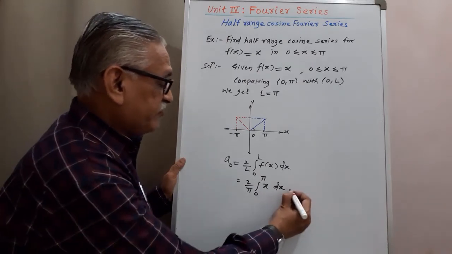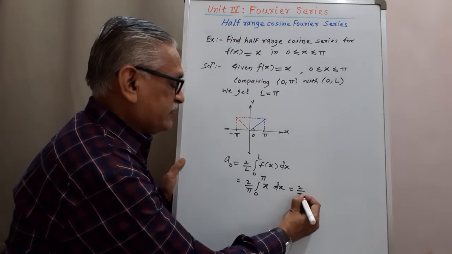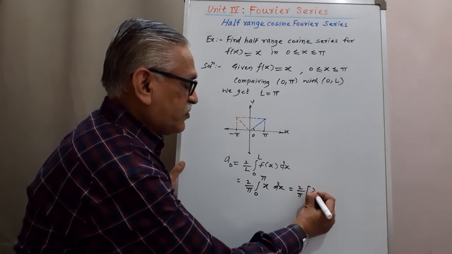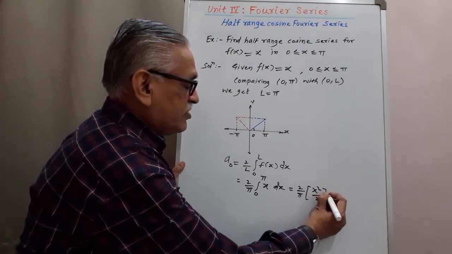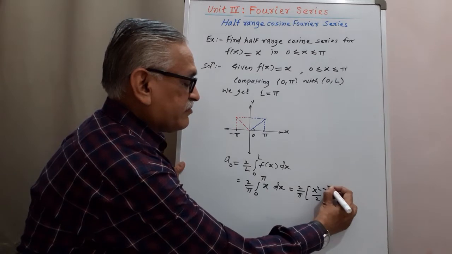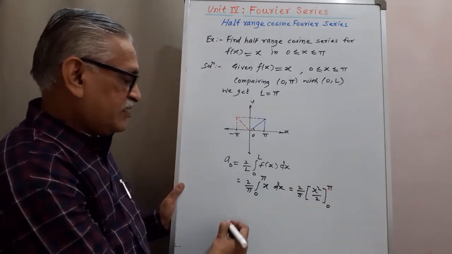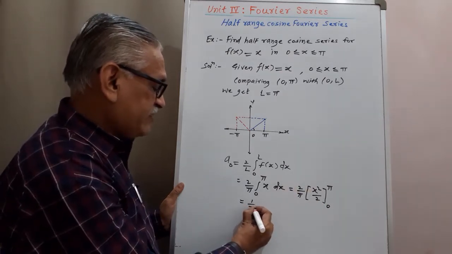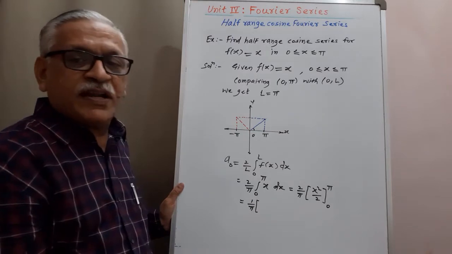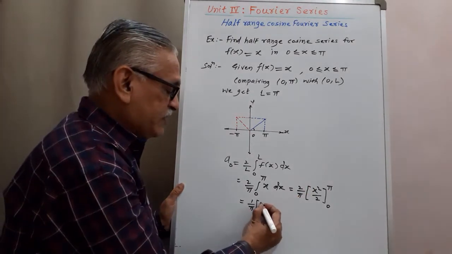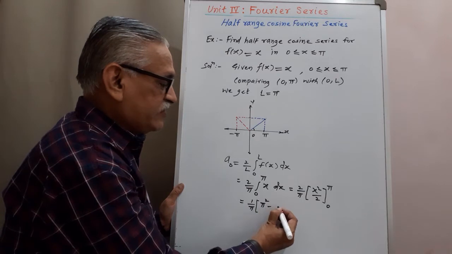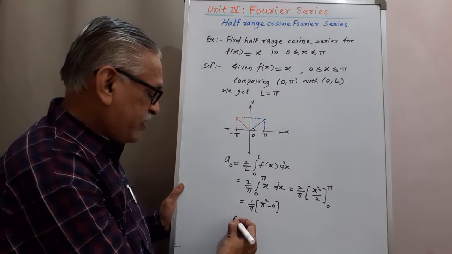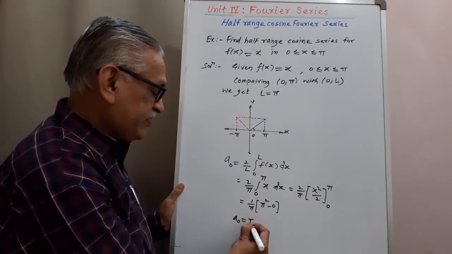We get 2 by pi as it is, no change. Integration of x with respect to x is x square by 2, and limits from 0 to pi. We get 2 cancelled, we get 1 by pi. Substituting the upper and lower limits, the upper limit for x is pi, therefore it becomes pi square, minus lower limit 0, and therefore pi square by pi, the value of a0 we get as pi.